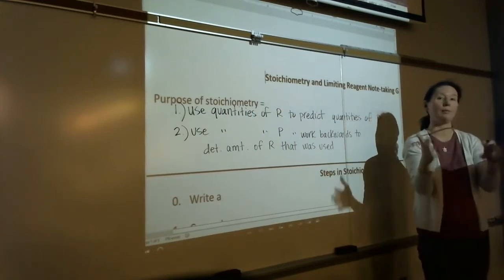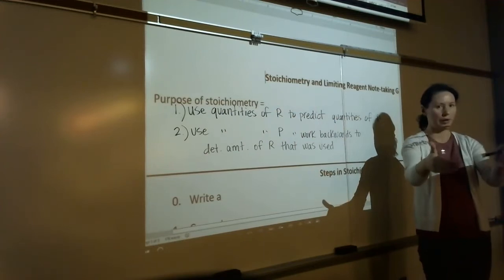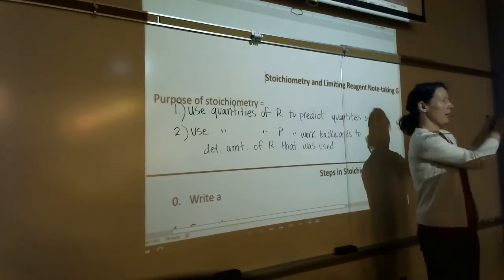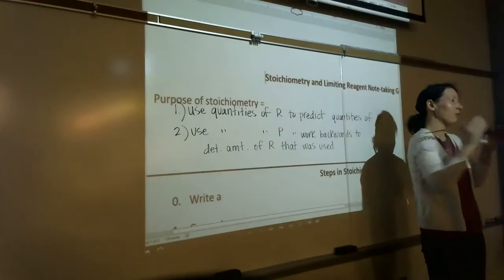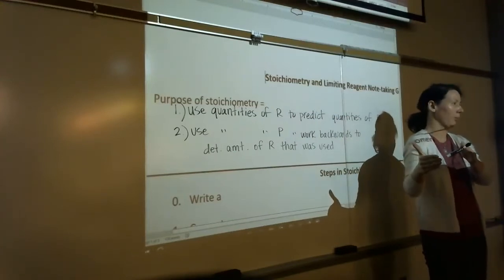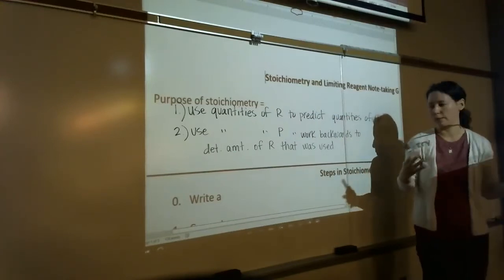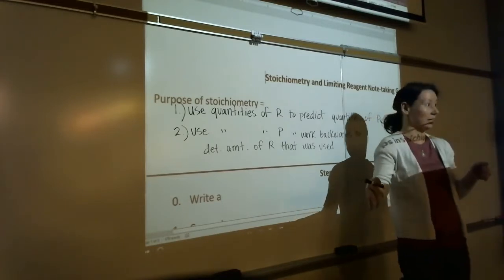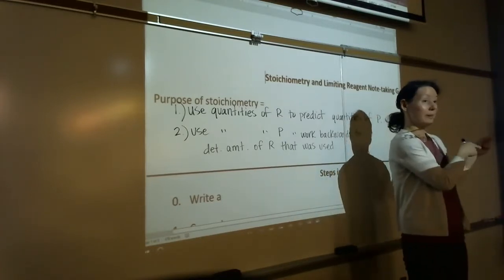Or maybe I want to make 5 grams of product. Work backwards. How much reactant do I need to begin with if this is the amount of product I want to end up with, right? So for instance, to put it into baking terms, if I want to make 6 dozen cookies, how much flour do I need to begin with, right?